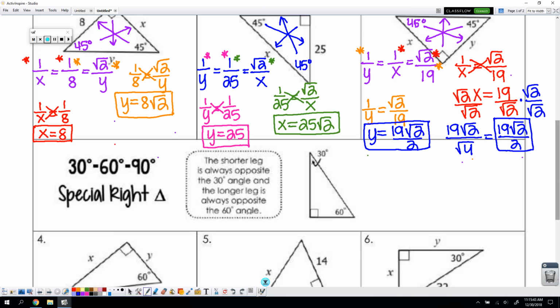Okay? So now we need to do base model number 2. So our second type of special right triangle is a 30, 60, 90 triangle. So 30, 60, 90, it says the shorter leg is always opposite the 30-degree angle, and the longer leg is always opposite the 60-degree angle, which we should know. So what I'm going to do to help us create what numbers go there is I'm actually going to turn this right triangle into an equilateral triangle. How I'm going to do that is I'm going to take this triangle right here and I'm going to flip it.